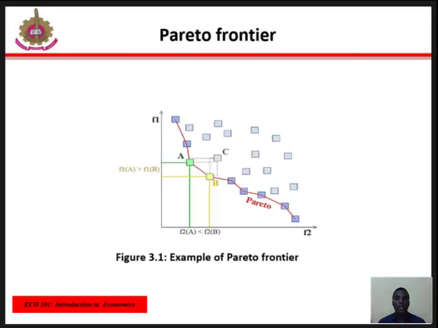Pareto frontier. In the figure 3.1 shown on the slide above, the boxed points represent feasible choices and smaller values are preferred to larger ones. Point C is not on the Pareto frontier because it is dominated by both point A and point B. Points A and B are not strictly dominated by any other and hence do lie on the frontier.